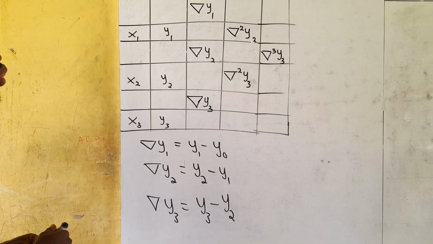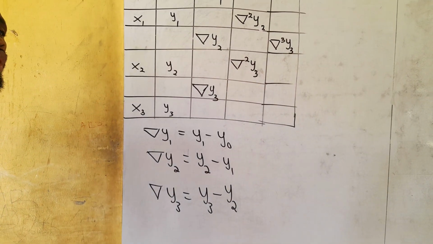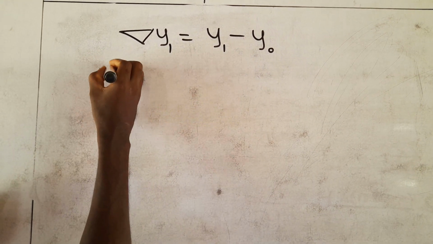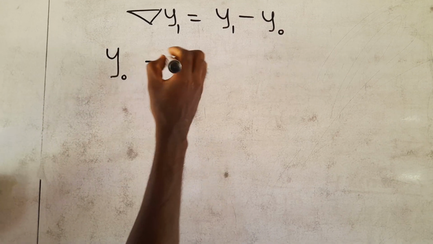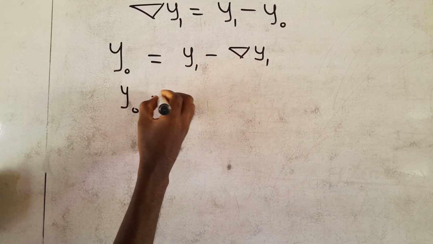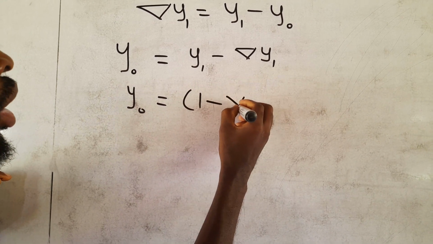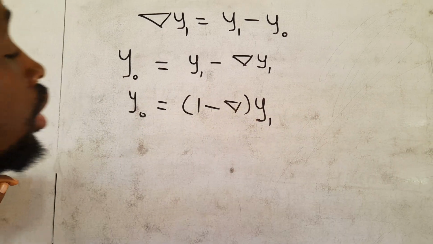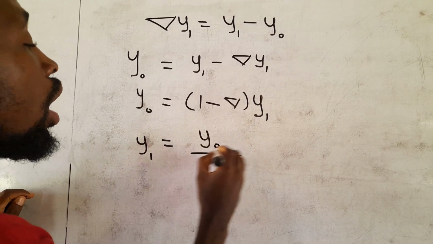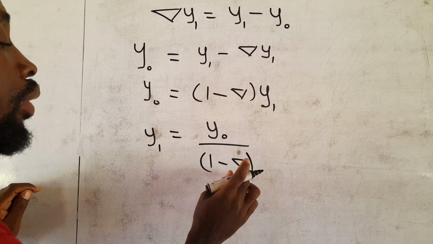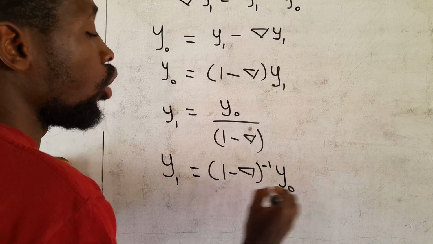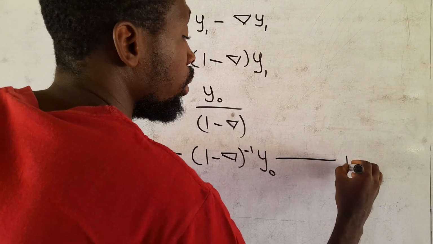So, having known this, we'll use this to develop the backward difference interpolation formula. So, I want to make my y0 the subject. Having known that nabla y1 is equal to y1 minus y0, I can say my y0 is equal to y1 minus nabla y1. What's common to them? y1 is common. I can factor it out. I can get 1 minus nabla, y1. I'll divide both sides by 1 minus nabla. Then I'll get my y1 is equal to y0 over 1 minus nabla. I can rewrite this as y1 equal to (1 minus nabla) exponent negative 1 y0 using indices. I hope you get that. So this is our first equation.